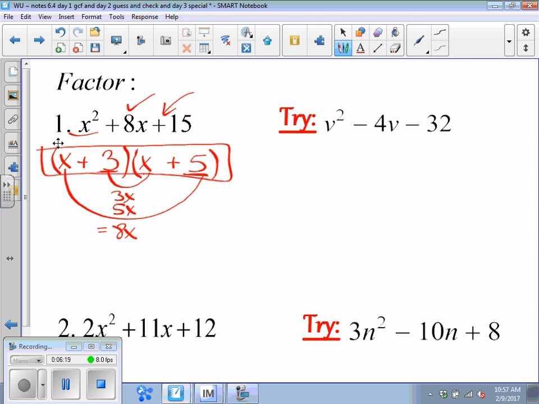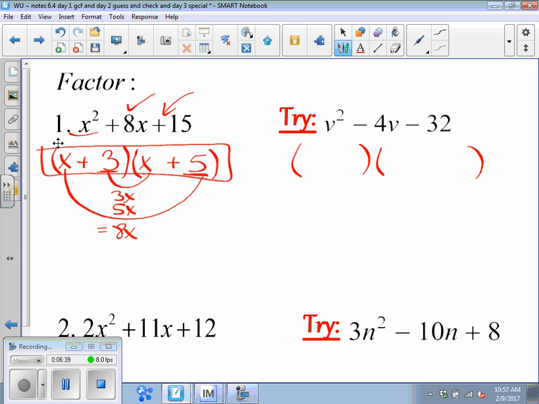The what? The middle term. The middle term is going to tell you whether they're both going to be positive or both be negative. When you combine them, they have to equal the middle term, right? Okay. So let's do this one.